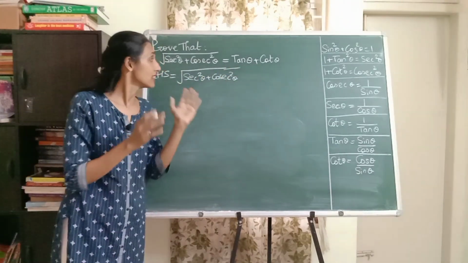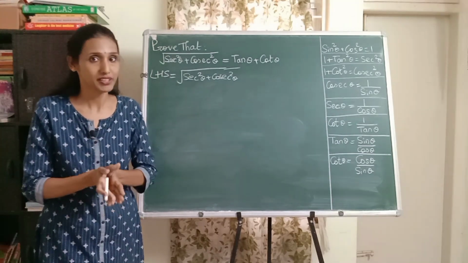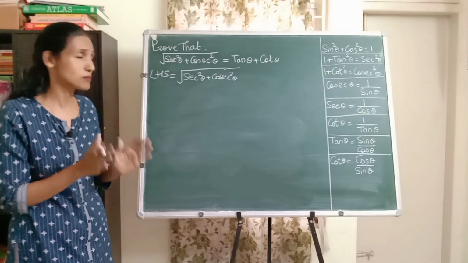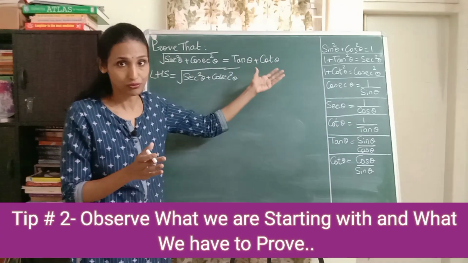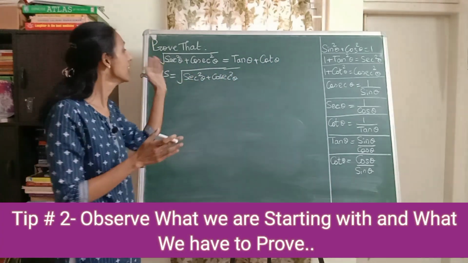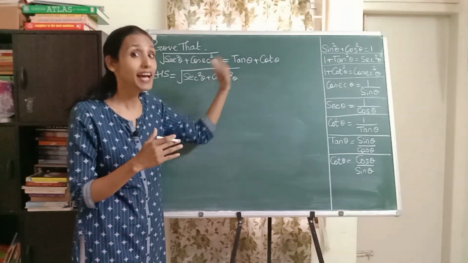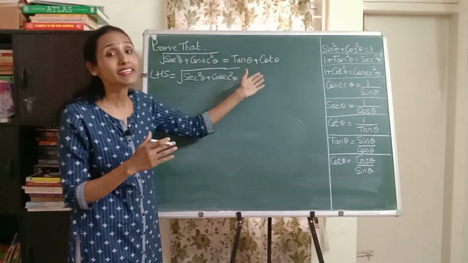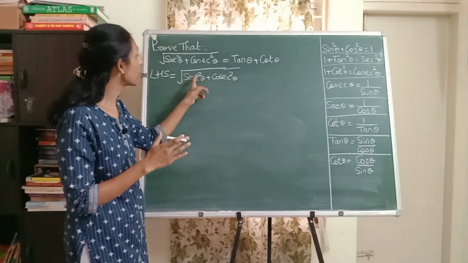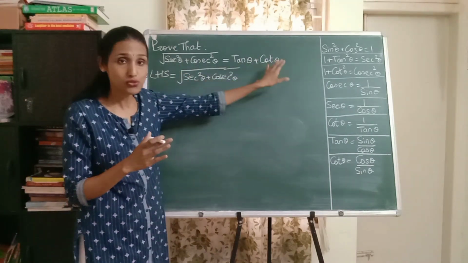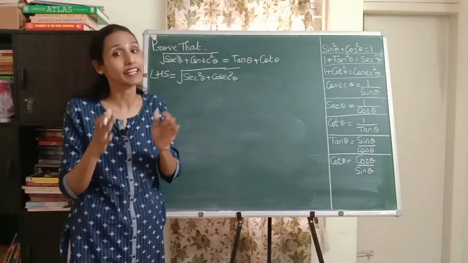Now, once this is decided, the very next tip, and perhaps the most important tip, is to closely observe what we have and what we have to prove. Okay, now what we have is square root of sec square theta plus cosec square theta, but what we have to prove, that is tan theta plus cot theta. So there is no square root over here, and here you have square everywhere. There is no square over here. There is sec and cosec, and here you have tan theta and cot theta.